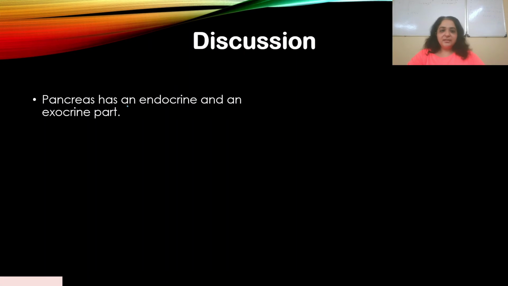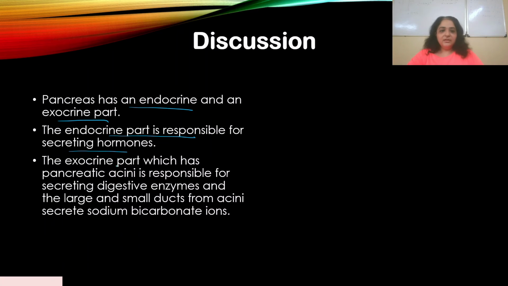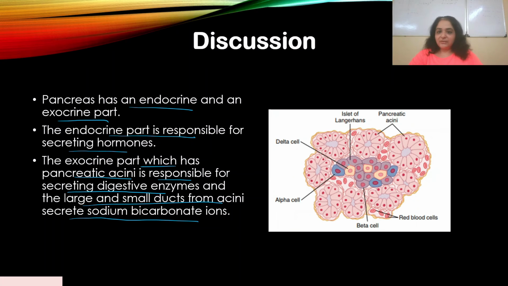The pancreas has an endocrine and an exocrine part. So the endocrine part is responsible for secreting hormones. The exocrine part, which has pancreatic acini or acinus, that is the singular, acini, is responsible for secreting digestive enzymes. And the large and small ducts from the acini secrete sodium bicarbonate ions. Okay, so please remember that there are two types. So you have the islets of Langerhans.